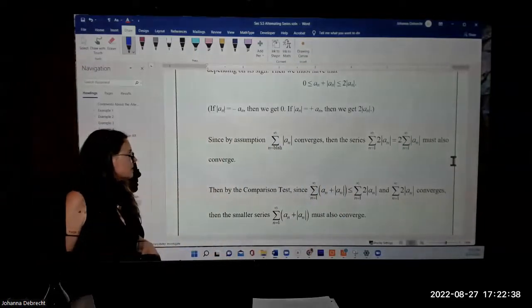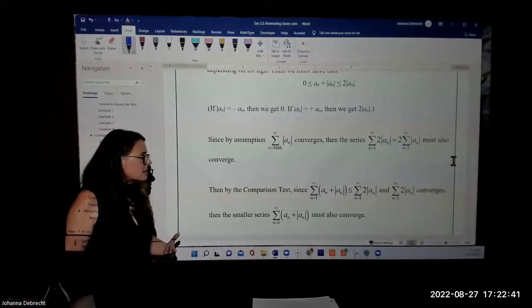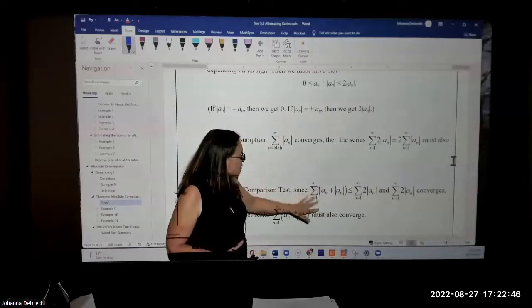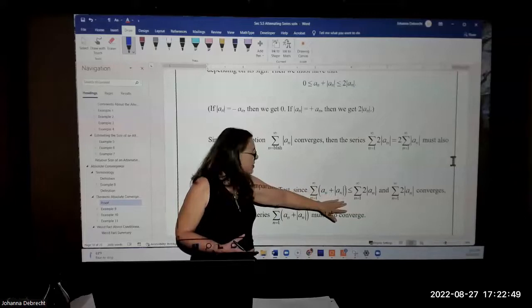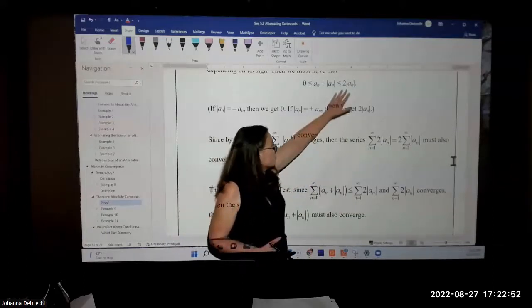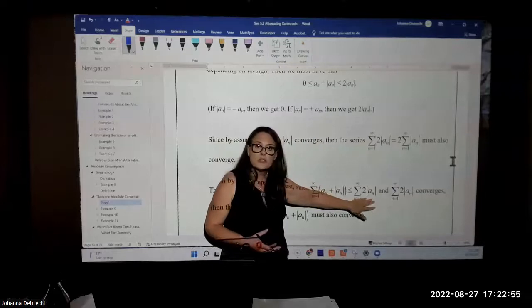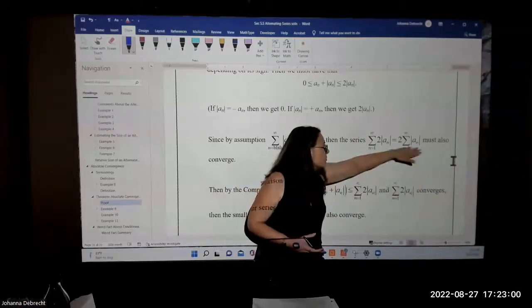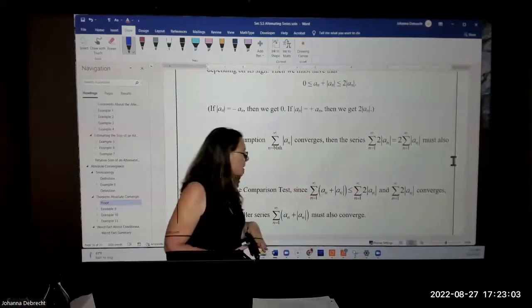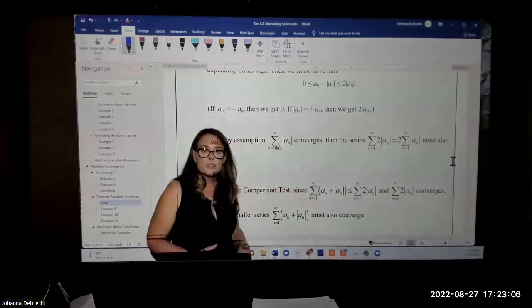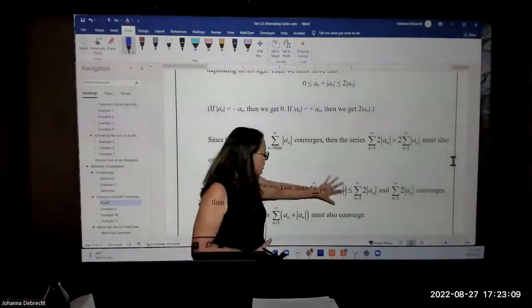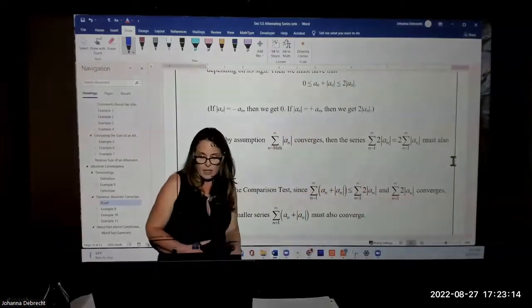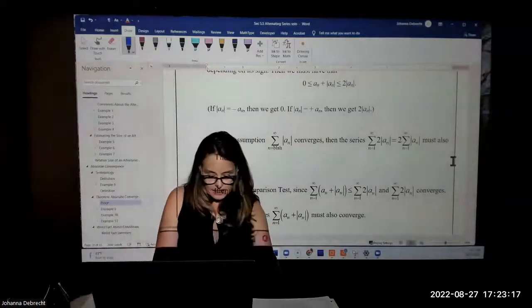But by the comparison test, I can use the inequality that I have up here to say that the series of a sub n plus the absolute value of a sub n, which I know from this inequality has to be less than or equal to the series of 2 times the absolute value. And I know that this one converges because of this rule up here, then this smaller one must converge as well. That's the comparison test. The unknown series is less than or equal to a known convergent series. So the smaller one must, in fact, converge.